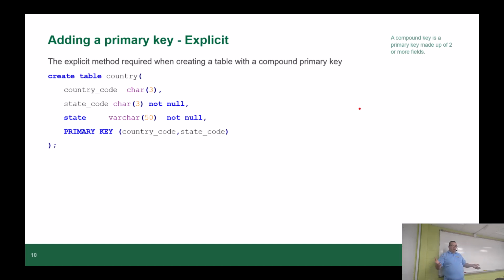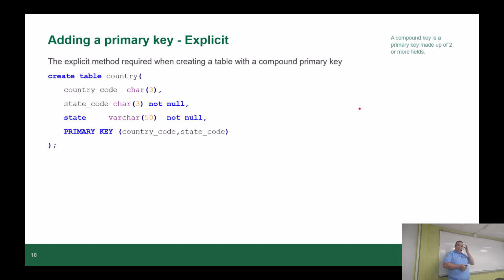So create table country, country code char 3, state code char 3, not null, and state varchar 50, not null. Then you can create a primary key that combines both country code and state code. So if you have to create what they call a compound key, a primary key made up of more than one attribute, you have to do it the explicit method, which is like this.